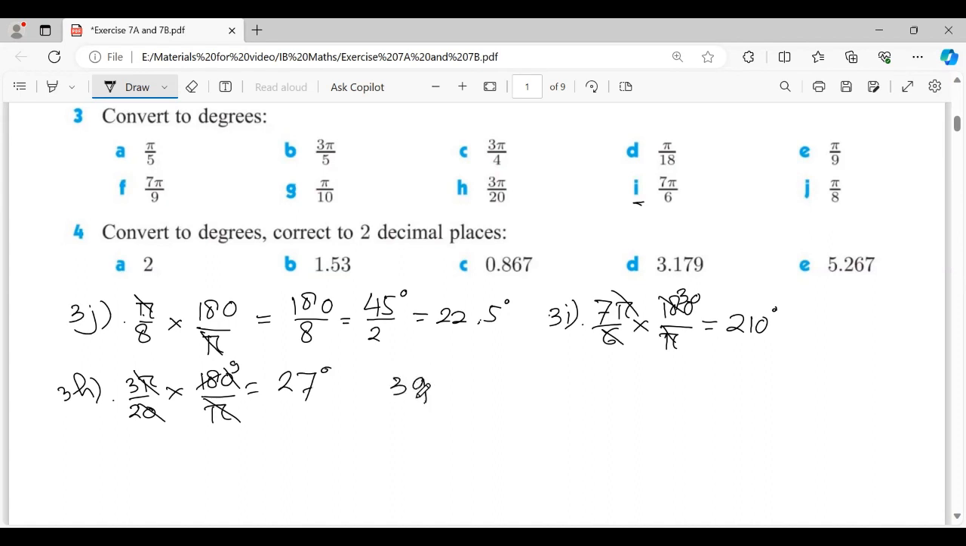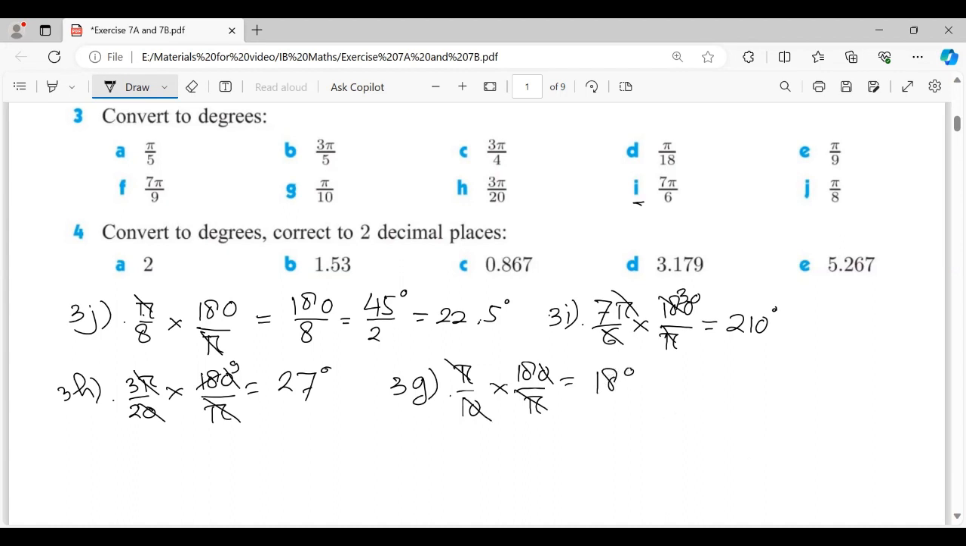Next, 3G. 3G pi over 10 times 180 over pi. Cancel, it becomes 1 and 0 as well, cancel, it becomes 18 degrees.